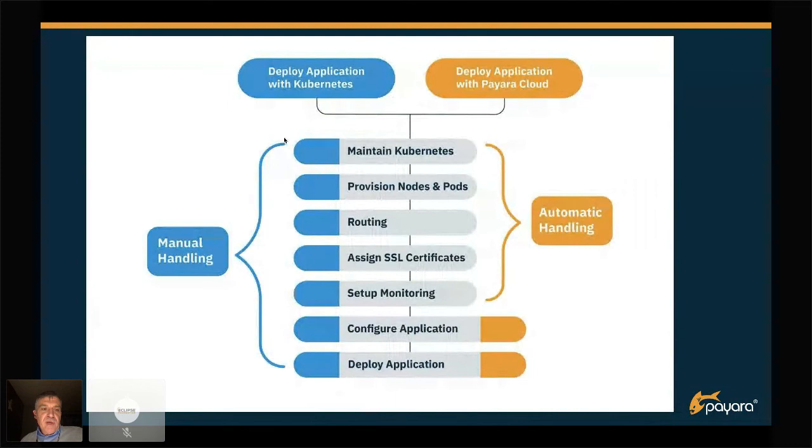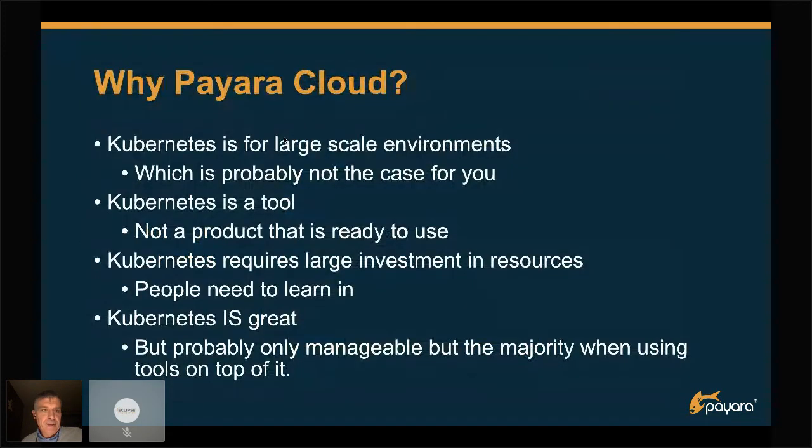So the idea why we have created Payara Cloud, again in this infographic: you don't need to maintain Kubernetes anymore, provision nodes and pods, and don't care about routing or assigning SSL certificates or setting up monitoring. That's all handled automatically, so no need to do that manually. The only thing that you need to do is configure your application and deploy it, as you saw in the demo.